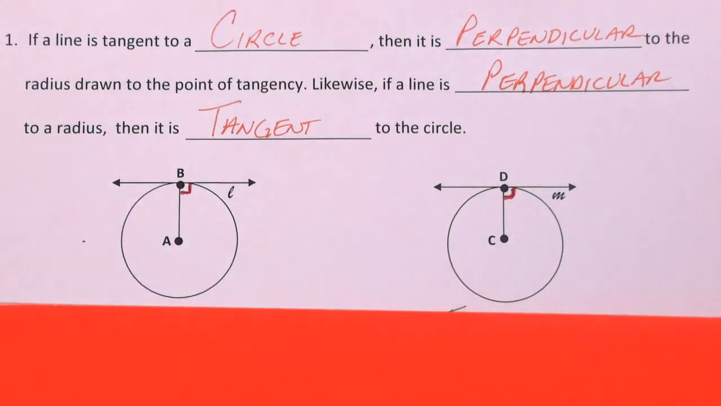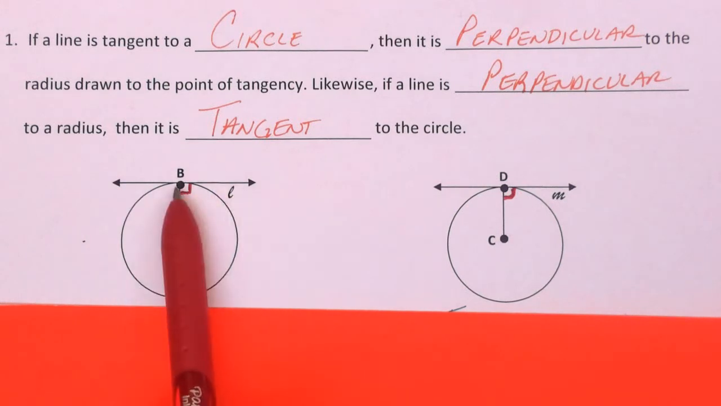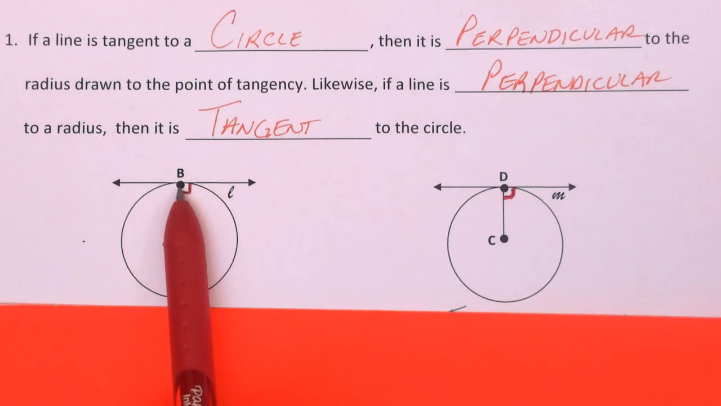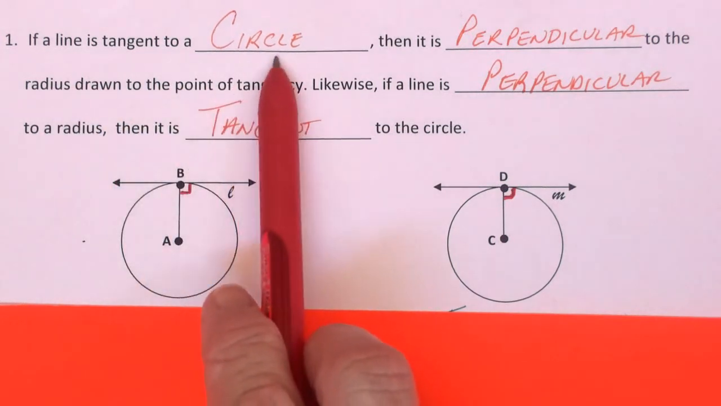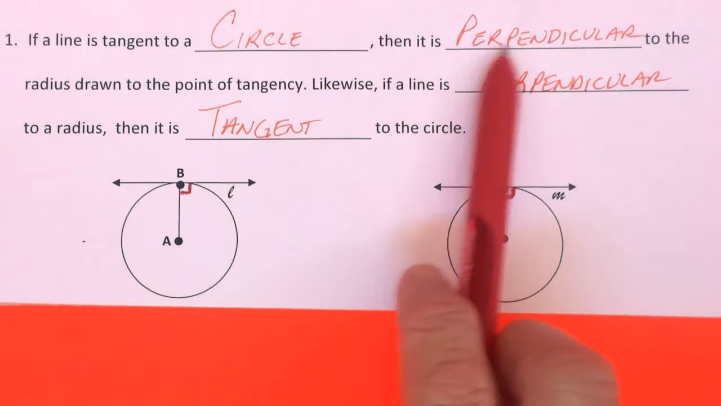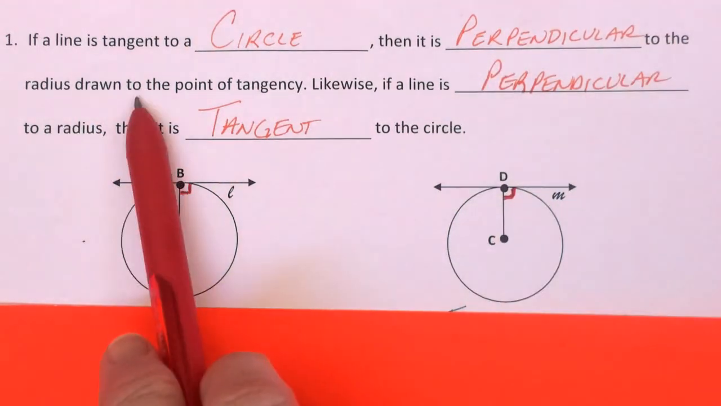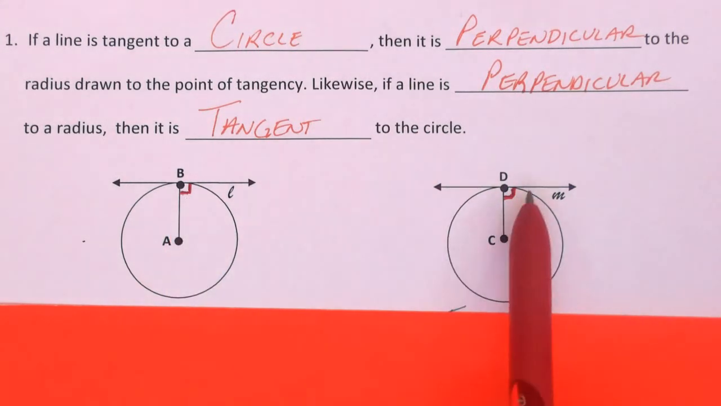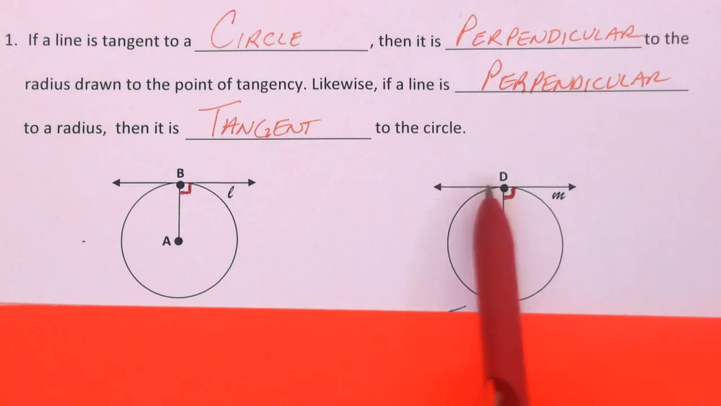This first truth has to do with lines that are tangent, meeting at one point, where they meet the circle. Line L meets the circle at point B. If a line is tangent to a circle, then it is always perpendicular to the radius drawn to the point of tangency. That's why we have the perpendicular symbol here. Likewise, if you're given the picture and all you saw was the perpendicular symbol, if a line is perpendicular to a radius, then it is a tangent to the circle.